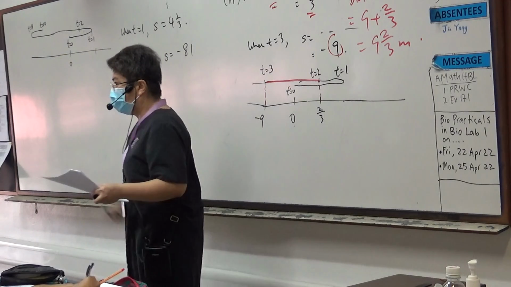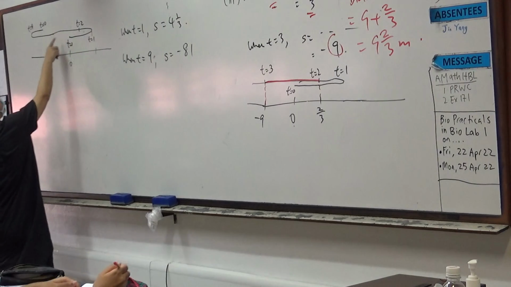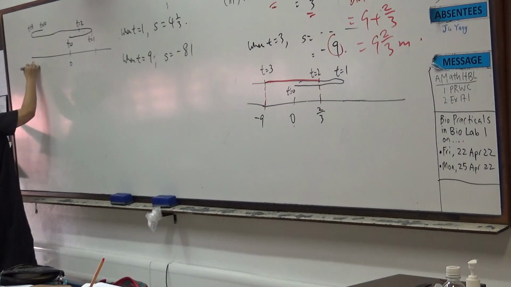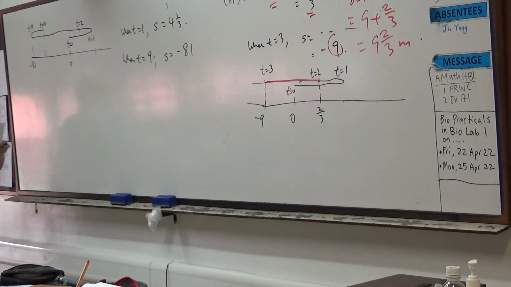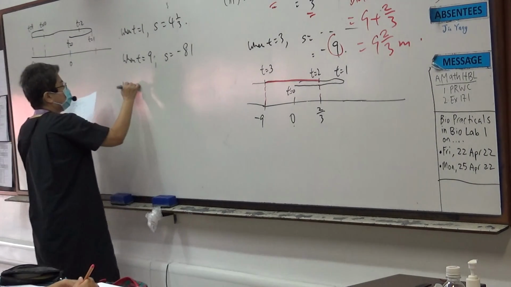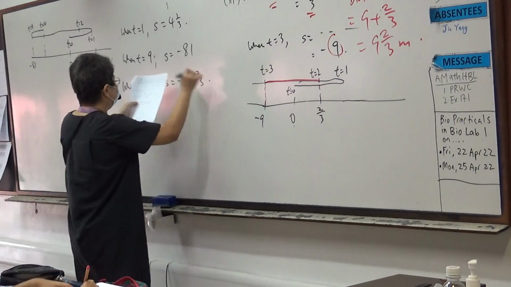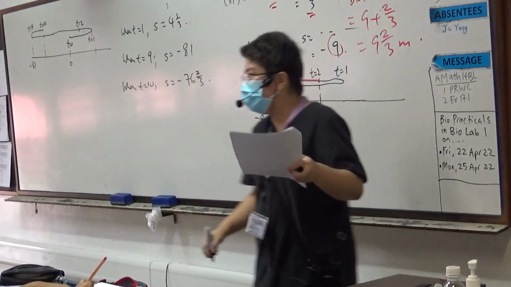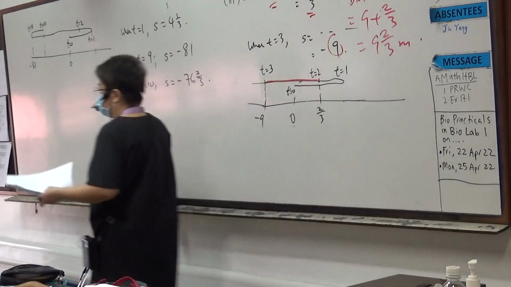That means it's that side. Negative 81. Now, can you see? I know this is negative 81, but I need to know this part also. Alright, how about when t is 10? The s is negative 76 2/3 if you key in the formula. Understand? Now, what about the distance travelled that I must find?